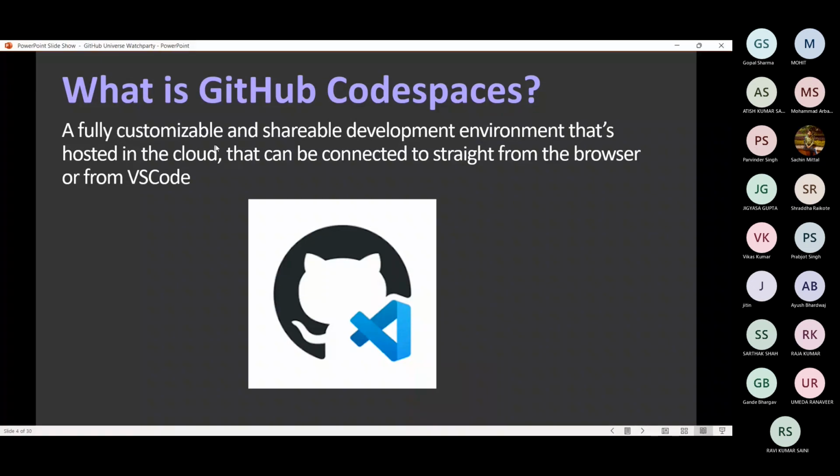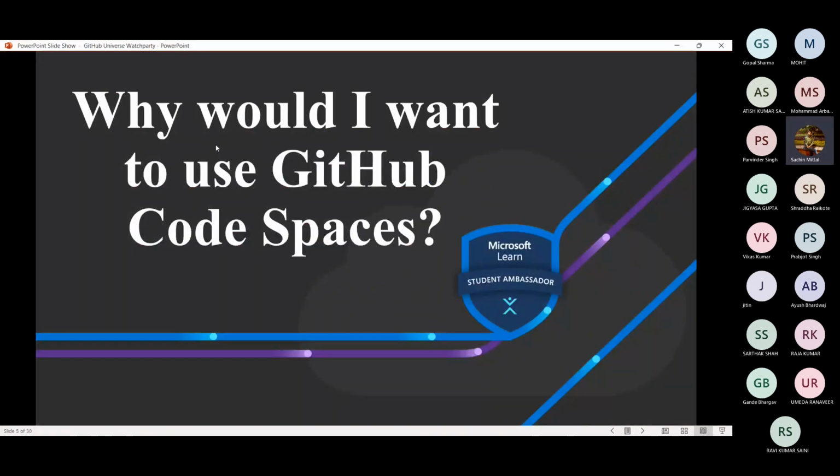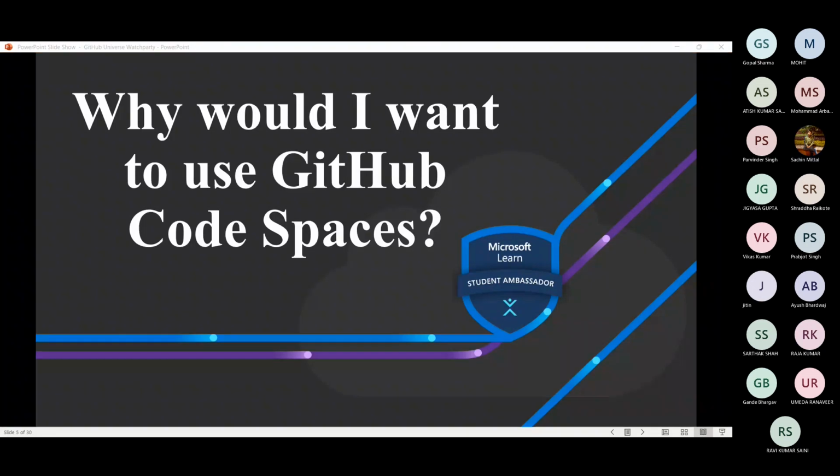Okay, then the question arises: why would I want to use GitHub Codespaces if I have other things present? GitHub provides a cloud powered development environment for any activity, whether it's a long term project or a short term task like reviewing a pull request. So do you know about pull requests? Anyone? No, sir, I have no idea.